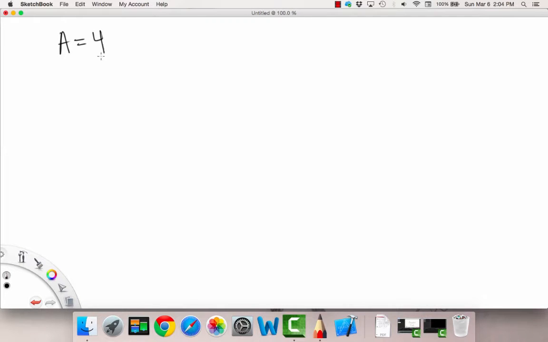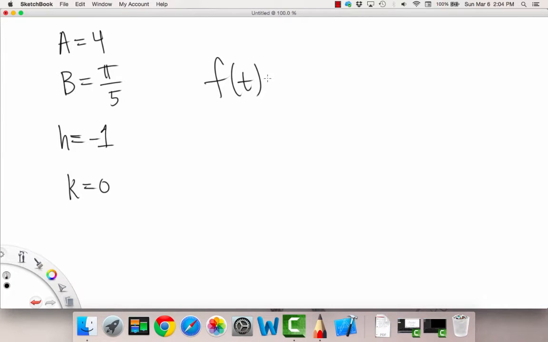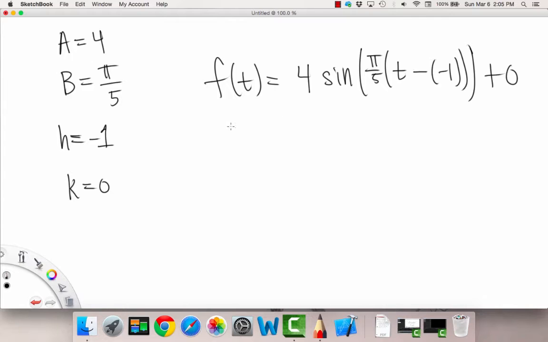So we have a is equal to 4. We had b, which we found to be pi over 5. We have h as negative 1. This could also just be negative 11 as well, but let's just go for ones. k is equal to 0. So the formula for our function that was graphed on the previous slide is going to be equal to a, so 4, times sine of b, pi over 5, times, in parentheses, t minus our h, so minus negative 1. Okay, I think I need one more parenthesis there, and then plus 0. So if we simplify this and make it look a little bit nicer, we get 4 times sine of pi over 5 times t plus 1.